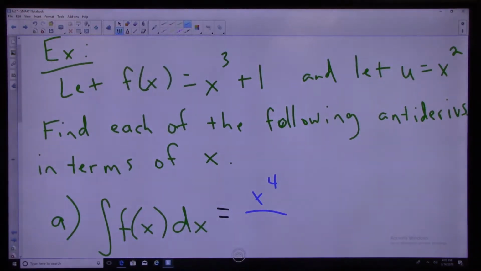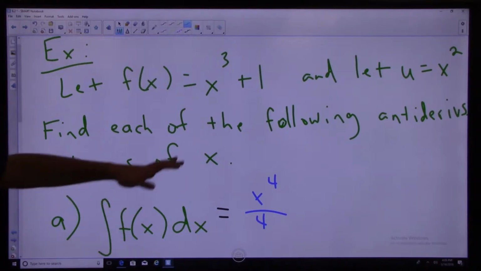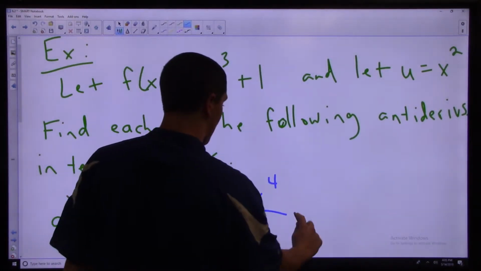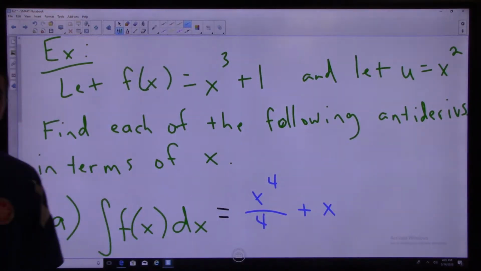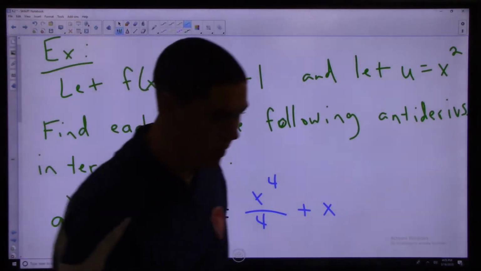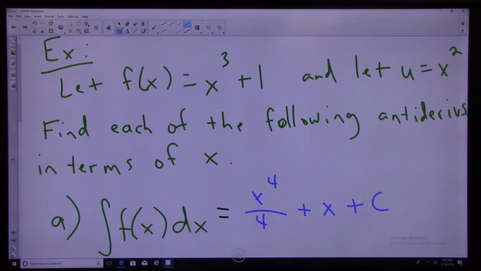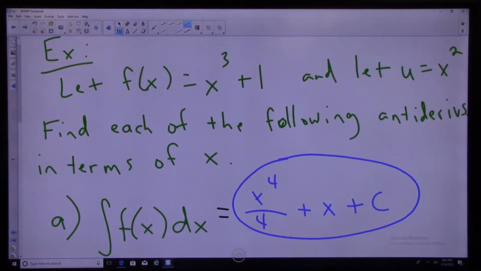When we divide by the new exponent, which is 4, it's x to the 4th over 4. Now, whenever you anti-differentiate a constant, you can just rewrite it as the constant times x. So 1 times x is x. And then what am I forgetting here, guys? Yeah, that's right, plus c. So that right there is going to be my antiderivative.